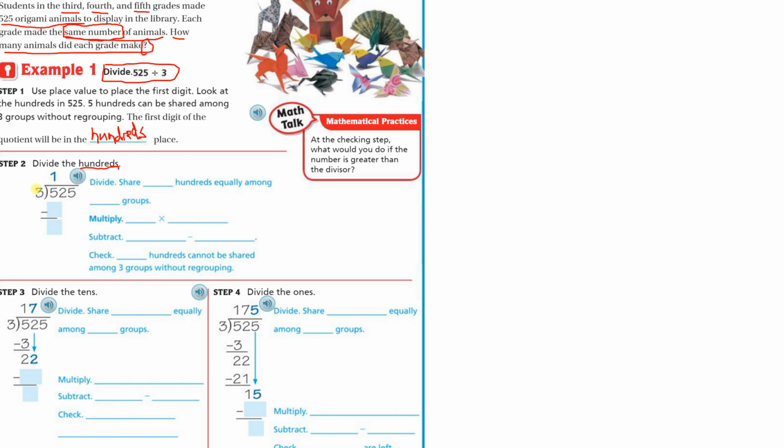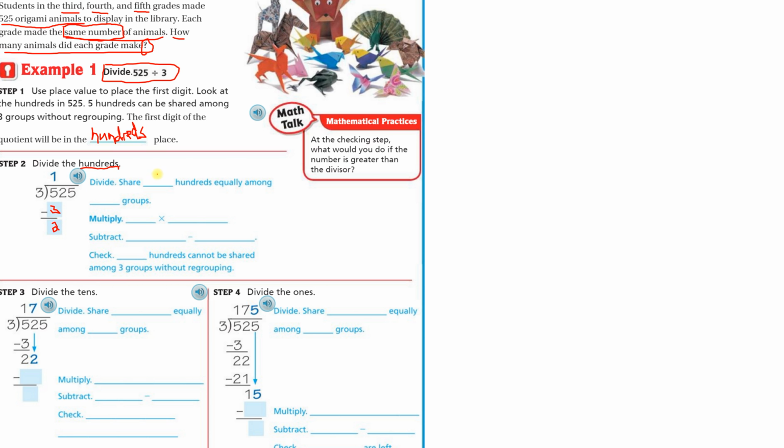So let's take a look. Remember our steps. Divide. 3 goes into 5 one time. Multiply. 1 times 3 is 3. Next step, subtract. 5, take away 3 is 2. And then step 3 is where we'll actually bring down. But let's go ahead and fill in our blanks here as well.